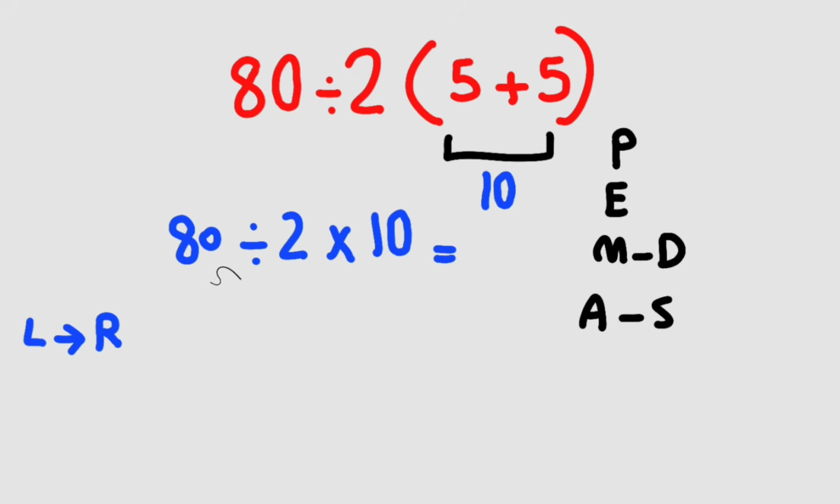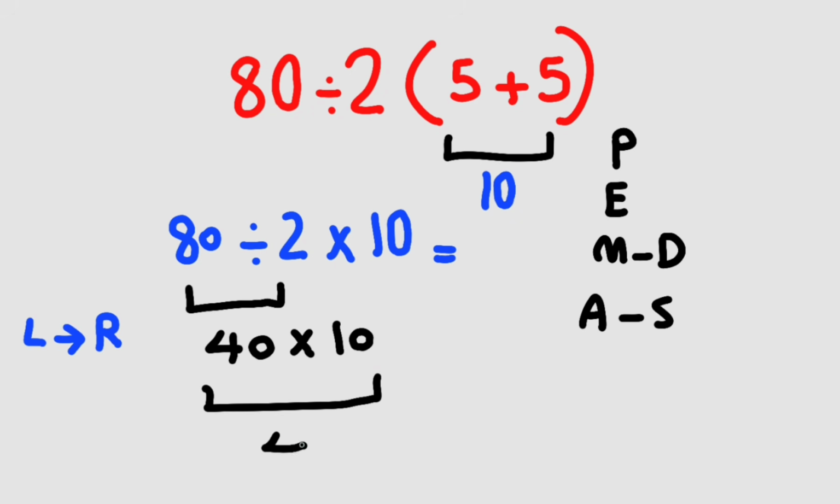Now, 80 divided by 2 gives us 40. And now 40 times 10 gives us 400.